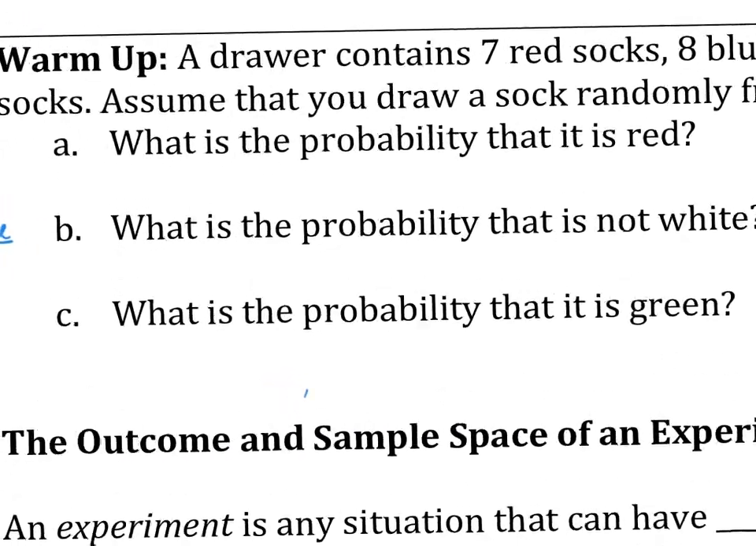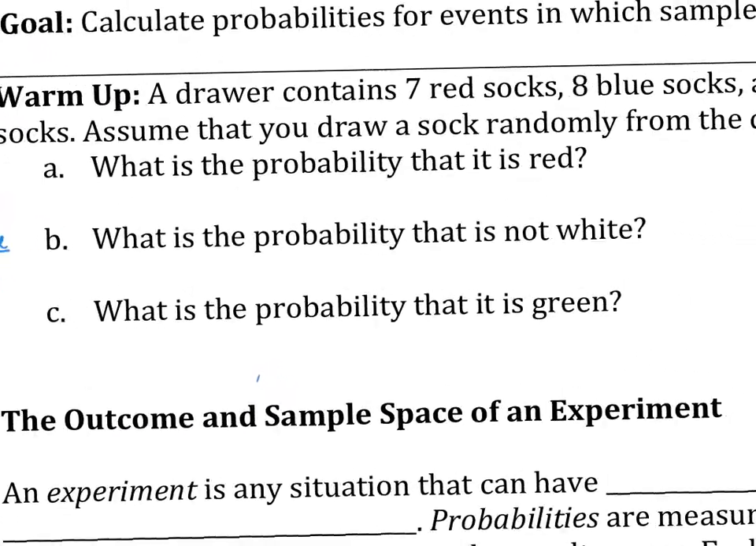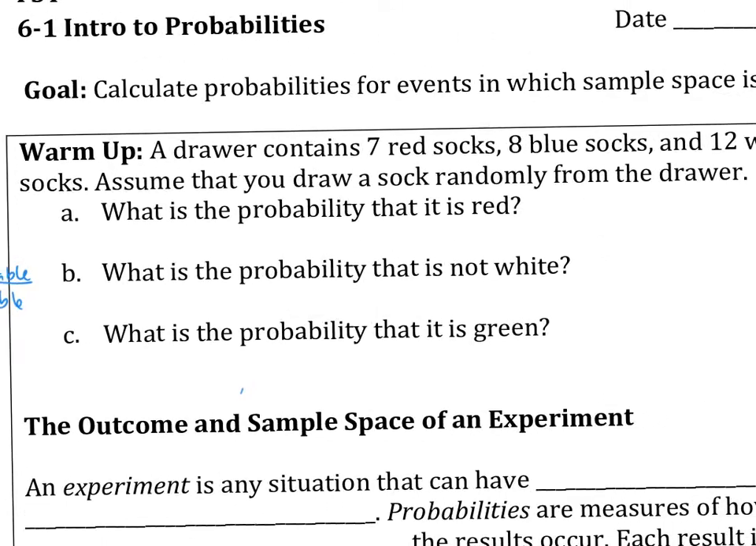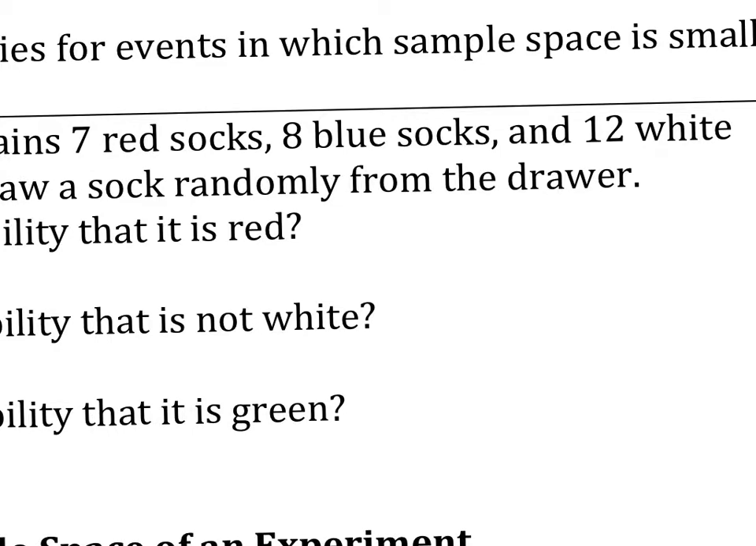What's the offensive way? All right, so what is the probability that it is red? Well, let's see. This is how we write it. The probability of red, and inside we put the word red, equals. What we do is we count how many red we have, and as we see, we have 7. And then we count the total options we have: 7 plus 8 plus 12, so that's 27 total. So this is my probability, 7 out of 27.